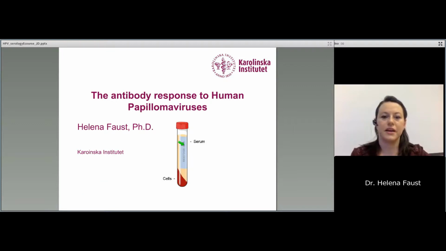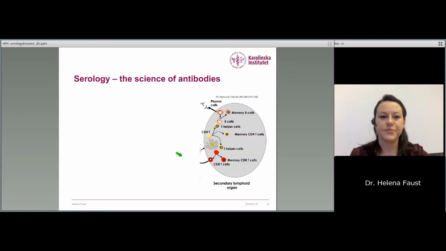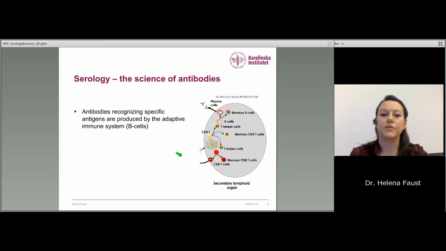As you see here, I have a picture describing what serum is. Serum is basically from our blood. If we let it sit at room temperature, all blood cells will coagulate, and the liquid that is left over is serum, and antibodies float there. So serology is the science of antibodies. But where are the antibodies coming from?